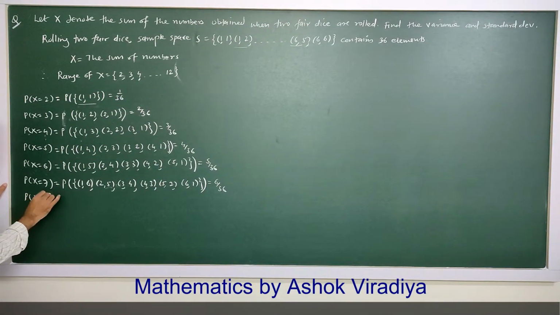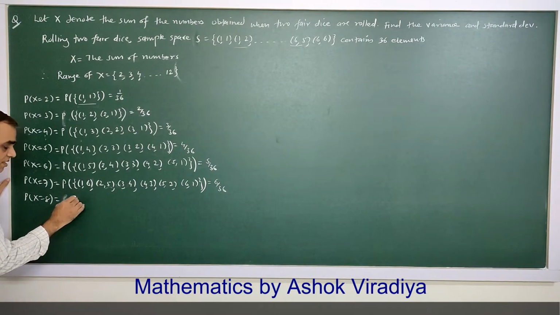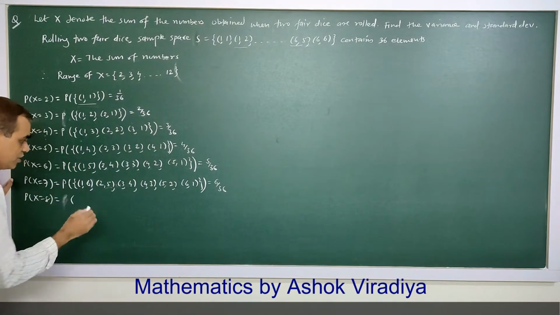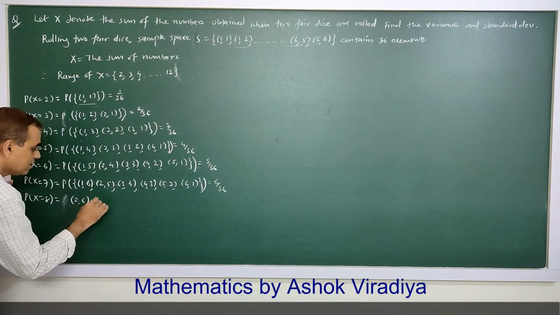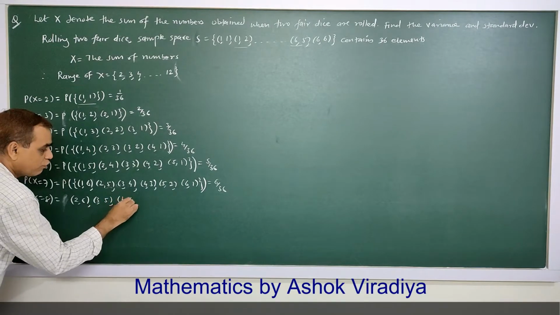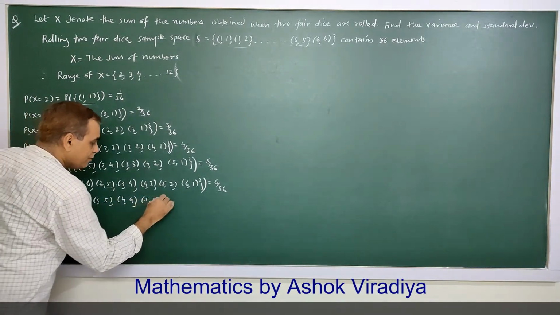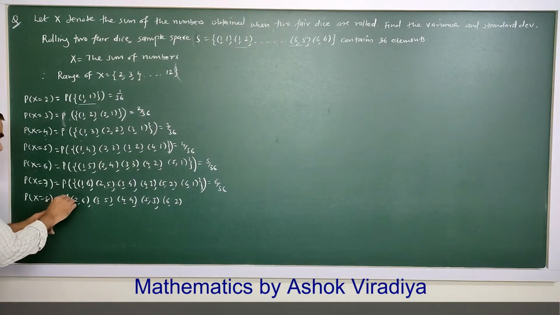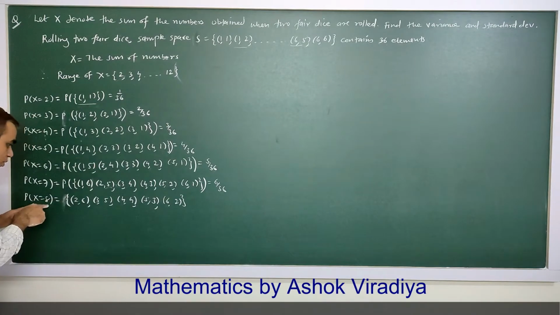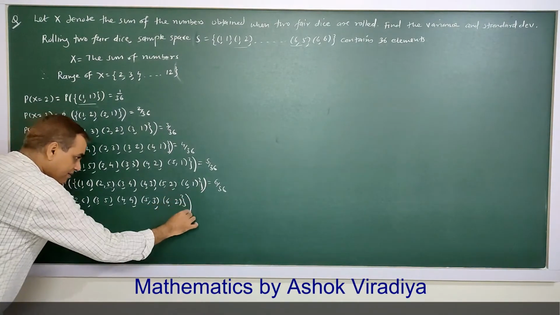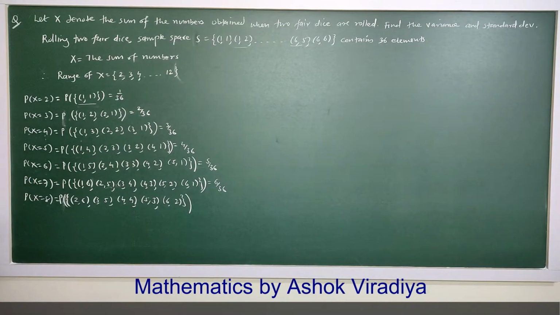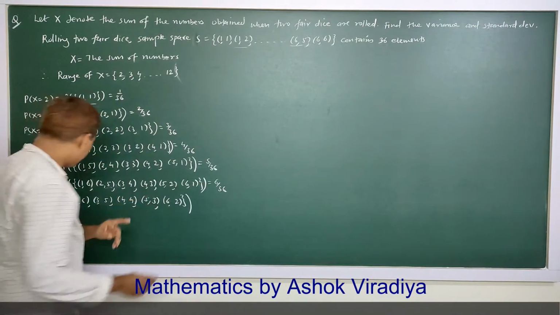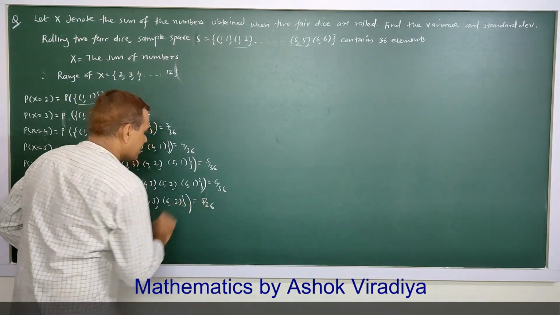Probability that x takes value 8. So when x takes value 8, there is no output in line of 1. So 2 6, 3 5, 4 4, 5 3, 6 2. So when this event occurs, x takes value 8. So the probability of this event is equal to the probability that x takes value 8. So it is 1 2 3 4 5, 5 by 36.